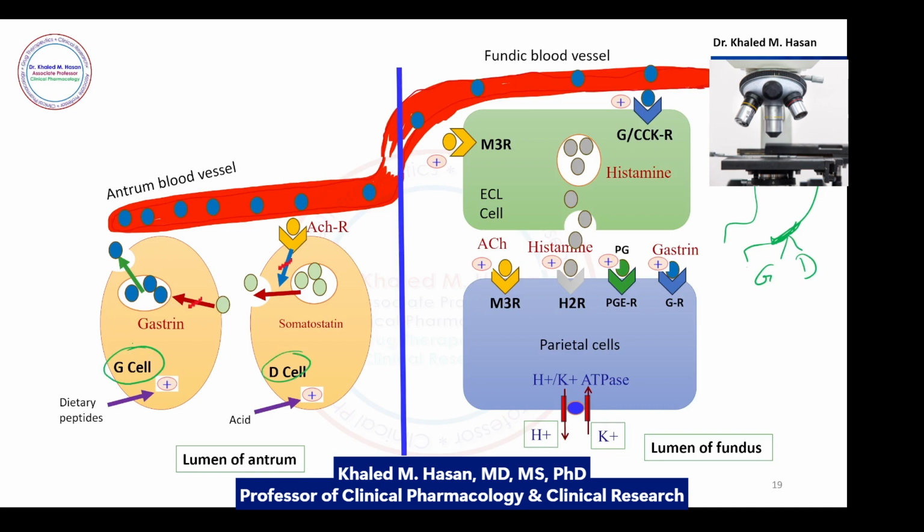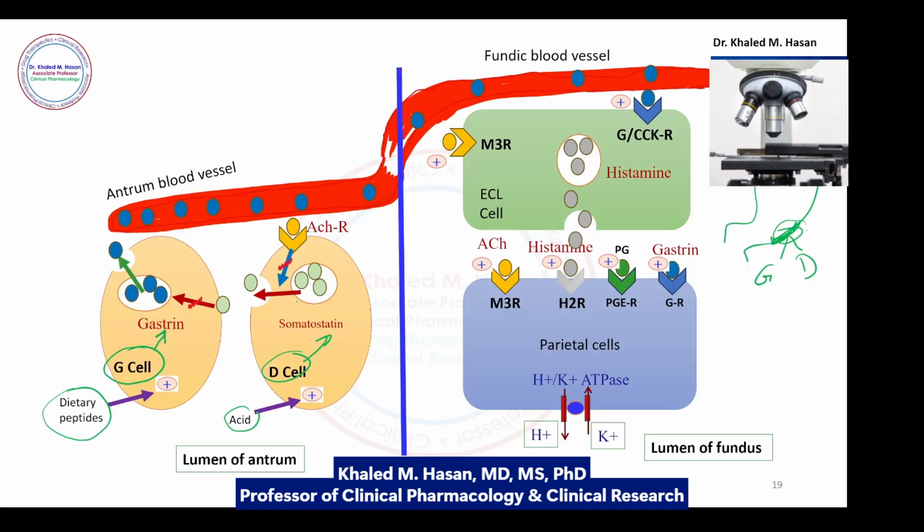The G cells, as you can see, are responsible for the formation of gastrin. And the D cells are responsible for the formation and release of somatostatin. So the antrum is responsible for two types of mediator: somatostatin from the D cells and gastrin released from the G cells. Somatostatin will be released under the effect of acid, and gastrin will be released under the effect of dietary food. Okay, so here we can look at a process that is very important.